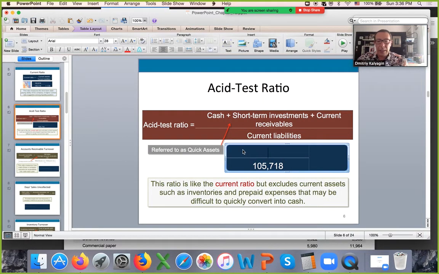Again, when we added quick assets together, it was 123,483 million. And when we divided, we got 1.2. It's above 1, so it's a good sign. It's a good quick ratio. It's a good acid test ratio.